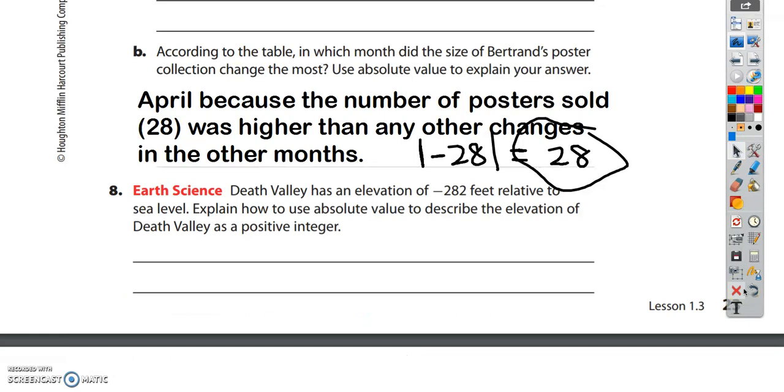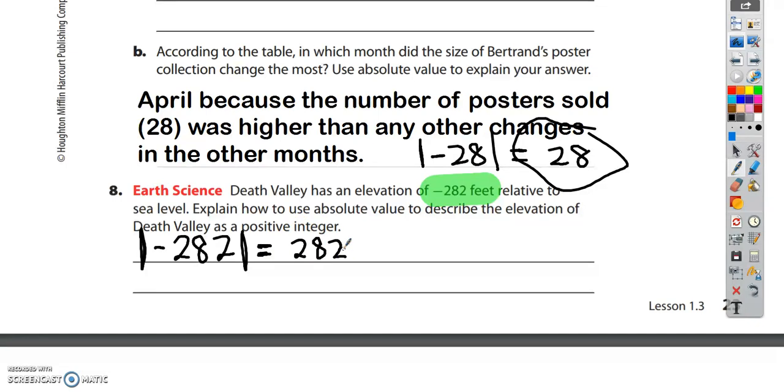Alright, we've got number 8 here, and then we'll stop this video and we'll resume the next video for page 24. Question 8 reads, Death Valley has an elevation of negative 282 feet relative to sea level. Explain how to use absolute value to describe the elevation of Death Valley as a positive integer. Well, that is not a positive integer, so what am I going to do? Well, by now you know that if you take the negative number 282 and you put it inside these symbols, you record it as a positive number. Because negative 282, while a small number, is 282 spaces away from 0.